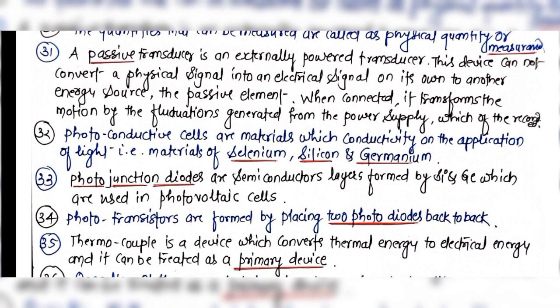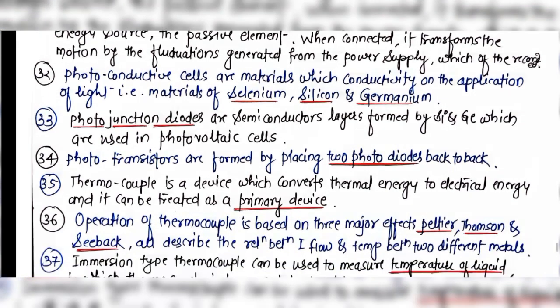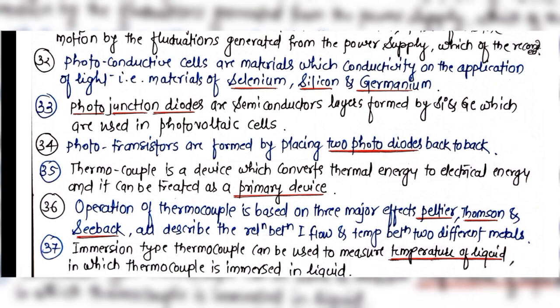Photoconductive cells are materials whose conductivity changes on the application of light, that is, materials such as selenium, silicon and germanium. Photojunction diodes are semiconductor layers formed by silicon and germanium which are used in photovoltaic cells. Phototransistors are formed by placing two photodiodes back to back.